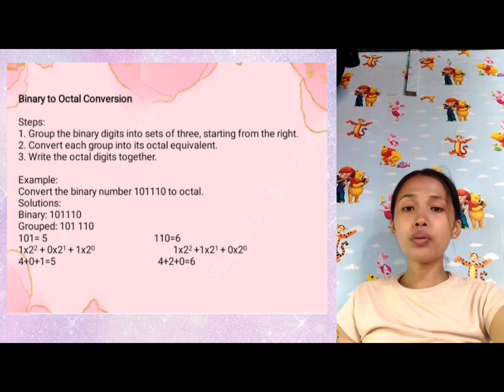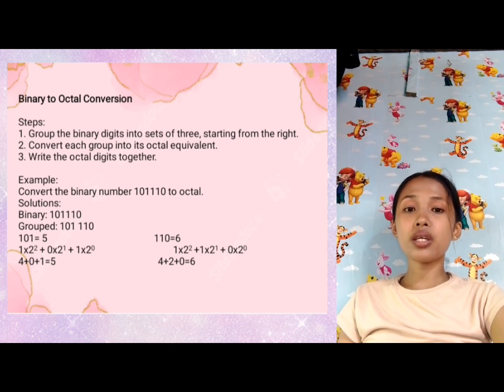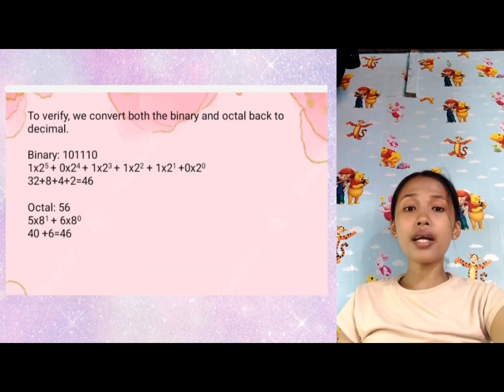Next is 110. 0 times 2 raised to the power of 0 plus 1 times 2 raised to the power of 1 plus 1 times 2 raised to the power of 2. That will be 4 plus 2 plus 0 equals 6. Write the octal digits together. That will be 56. To verify, we convert both the binary and octal back to decimal.